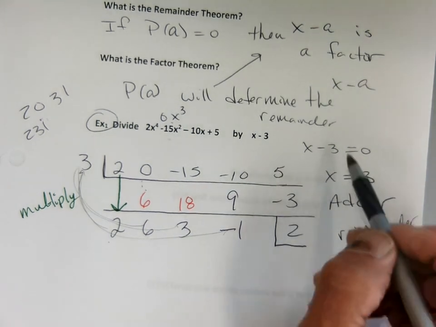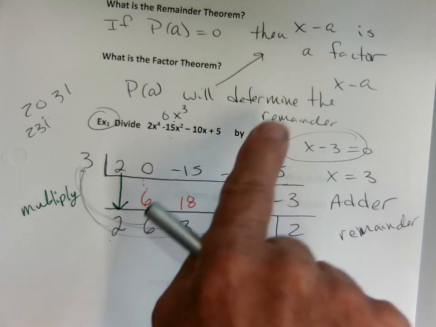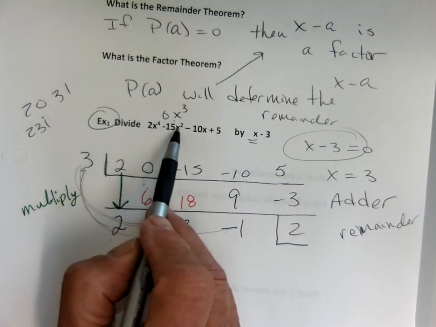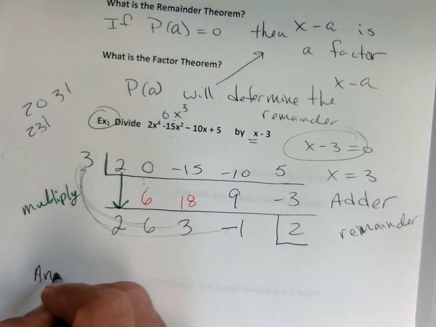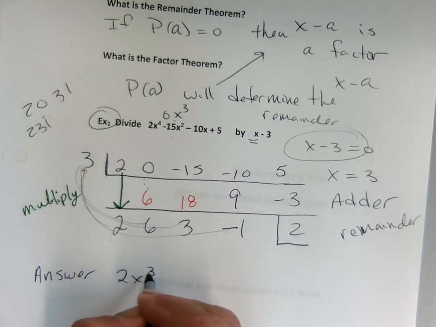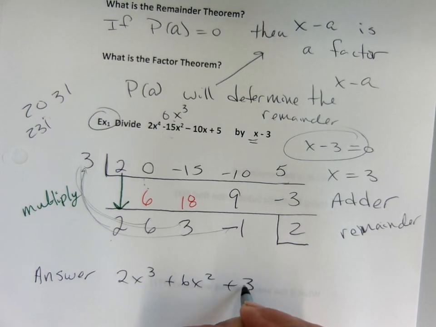So I know this is not a factor. Okay, x minus 3 is not a factor. But you've got to remember, we're dividing. And even though the x's are invisible, I really did divide by an x minus 3. So when I divide by an x, all of these exponents will be reduced by 1. Does that make sense? So my answer, bringing back the invisible x's, would be 2x cubed plus 6x squared plus 3x minus 1.